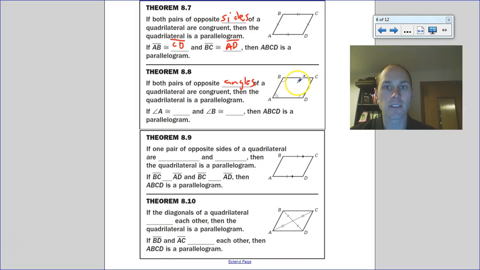And if both pairs of opposite angles of a quadrilateral are congruent, then the quadrilateral is a parallelogram. So if angle A is congruent to angle C and angle B is congruent to angle D, then we know ABCD is a parallelogram. So both opposite angles need to be congruent.